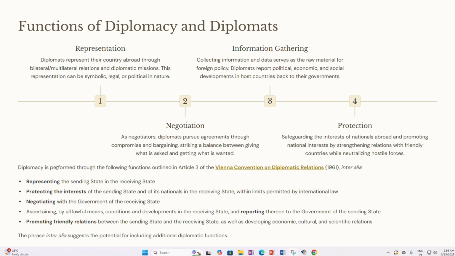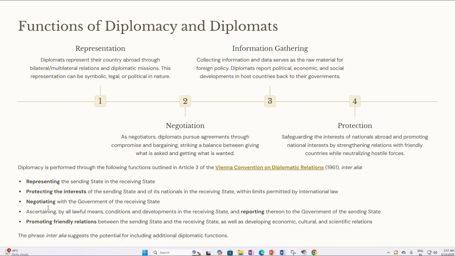The Vienna Convention on Diplomatic Relations, Article 3, lists out various functions of a diplomat. The first is that the diplomat represents the sending state in the receiving state and protects the interest of the sending state and of its nationals in the receiving state within the limits permitted by international law.